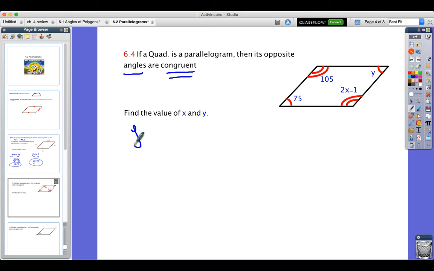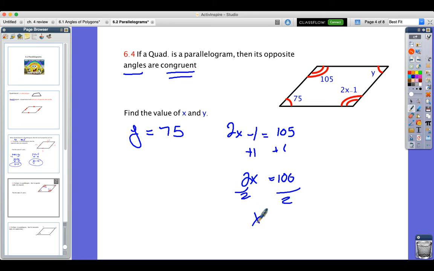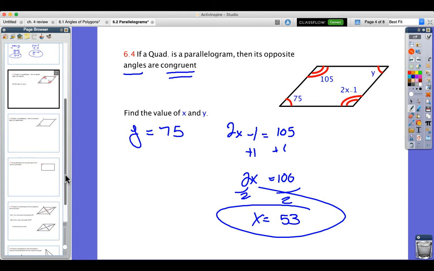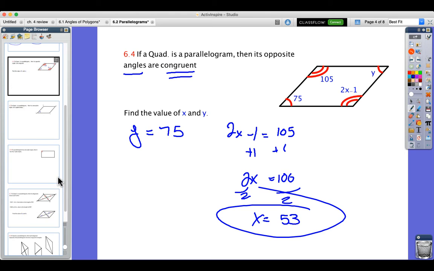So what is the value of y? That one's really easy. 75. Good. But let's look at x. To do that, we'll do 2x minus 1 equals 105. Solve for x, we'll add 1 to both sides. 2x equals 106, divided by 2. What do we get, y'all? x equals 53. Yes. We are just sailing through this. Hopefully you're pausing and writing this down and trying these out yourself.